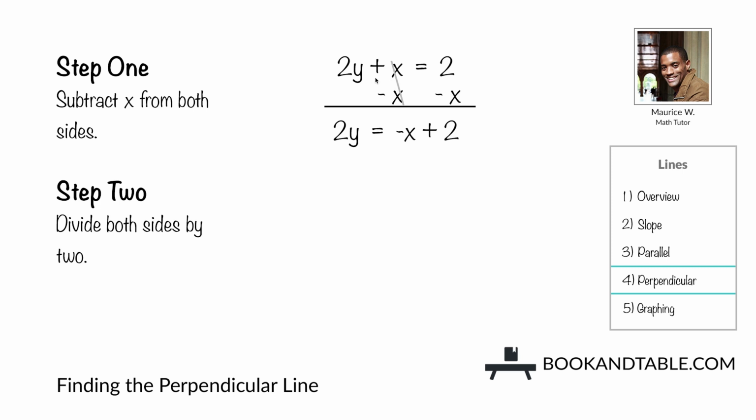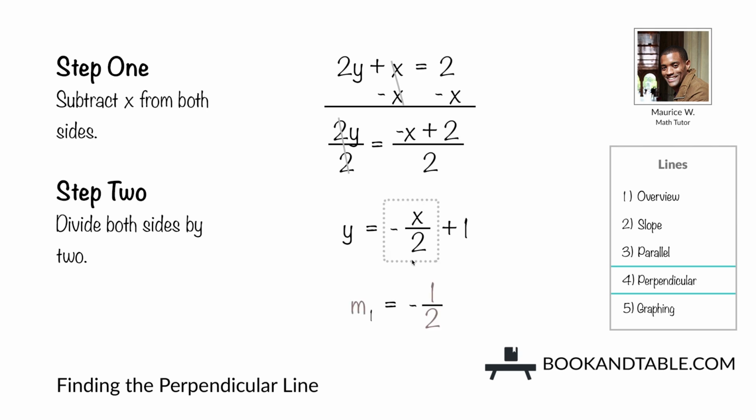So the first thing, we want to take the standard form and change it to slope-intercept form. So step 1, subtract x from both sides. That gives us 2y is equal to -x plus 2. To get rid of this coefficient of 2, step 2 is divide both sides by 2. So the equation of the perpendicular line that we are provided with is y is equal to -x/2 plus 1.